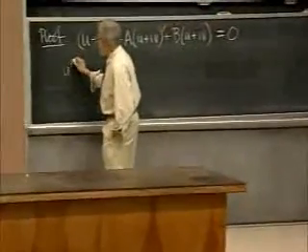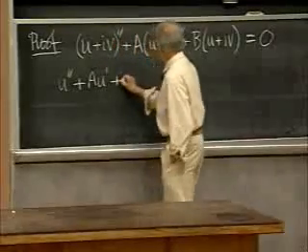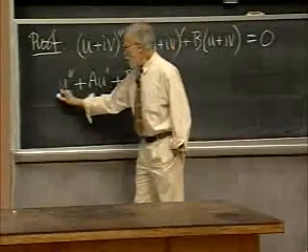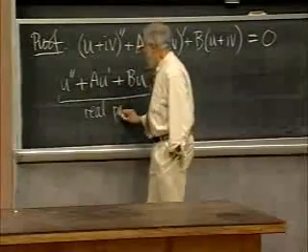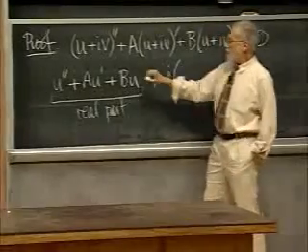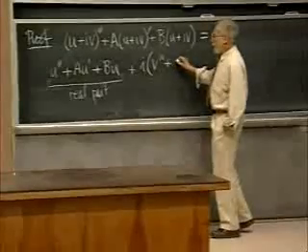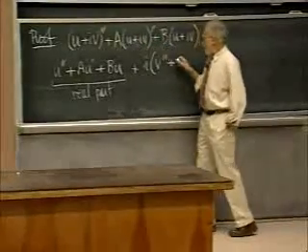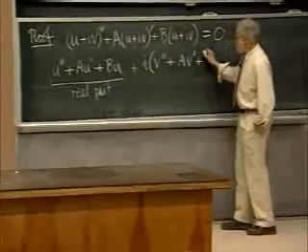Well, now, separate these into the real and imaginary parts. What does it say? It says u double prime plus a u prime plus b u. That's the real part of this expression when I expand it out. And I've got an imaginary part, too, which all has the coefficient i. So from here I get v double prime plus a v prime plus b v, times i.